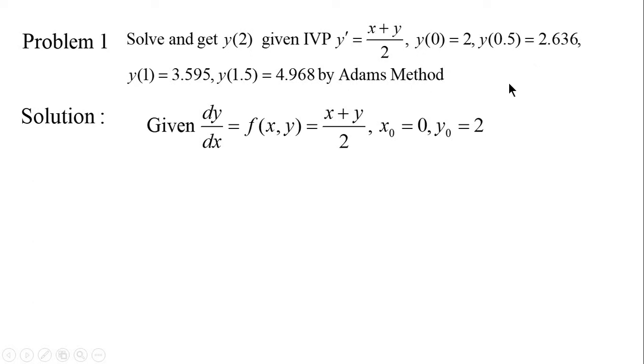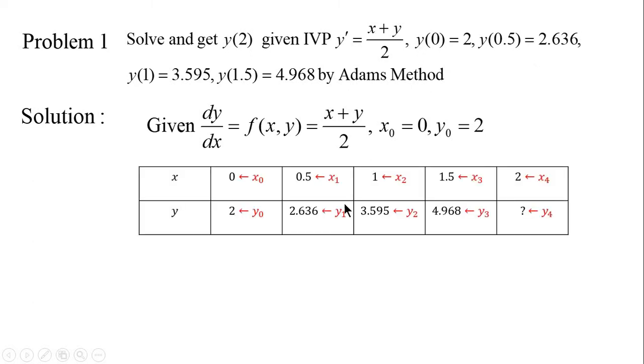Let us construct the table and rewrite all those values. Let us denote these as x naught, x1, x2, x3, x4, y naught, y1, y2, y3 and y4. We have to find the value of y at 2. So this is our x4 and this is our y4. y at 2 is y4. To find this value, the first 4 continuous values are to be known.